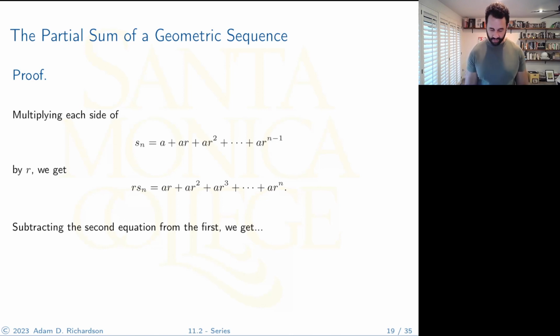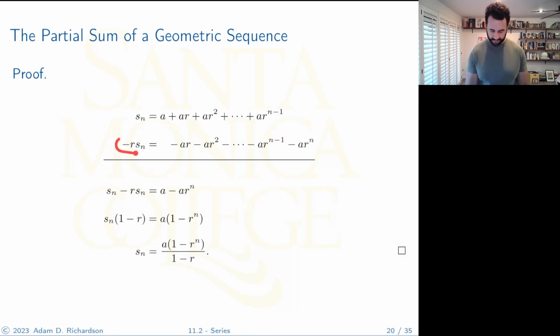All right, so now we're going to subtract the second equation from the first. We're just going to subtract those two, and we get this. Subtracting, we're going to get a whole bunch of really nice cancellation. Look what happens here: ar minus ar, ar squared minus ar squared, dot dot dot, ar to the n minus 1 minus ar to the n minus 1. What you're left with is a minus ar to the n on the right side. On the left side, you're left with s_n minus r s_n. And that is exactly what this says.